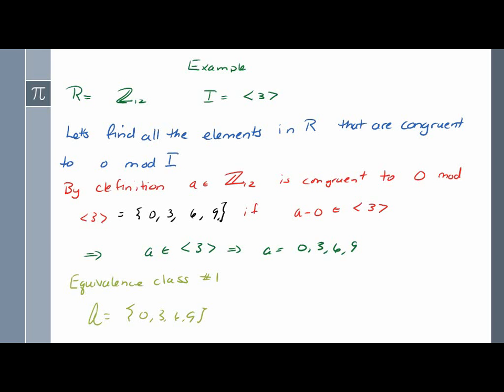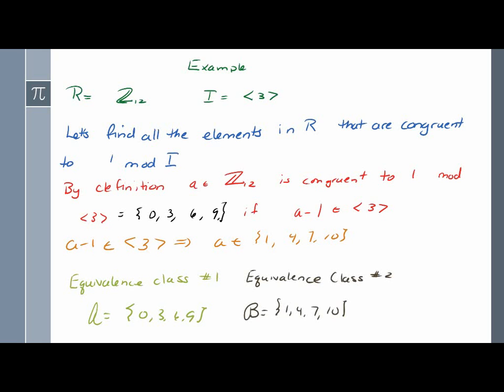I'm going through this a little slow because it's weird. Okay, now I've changed the 0 to 1. So if I change it and ask, what are the elements congruent to 1 mod I? Well, those are the elements where A minus 1 has to belong to I. This is the definition right here. So A minus 1 belongs to the cyclic group of 3 means that, well, 1 could be added straight into the cyclic group of 3. So A has to be either 1, 4, 7, or 10. Good? That's equivalence class number 2.